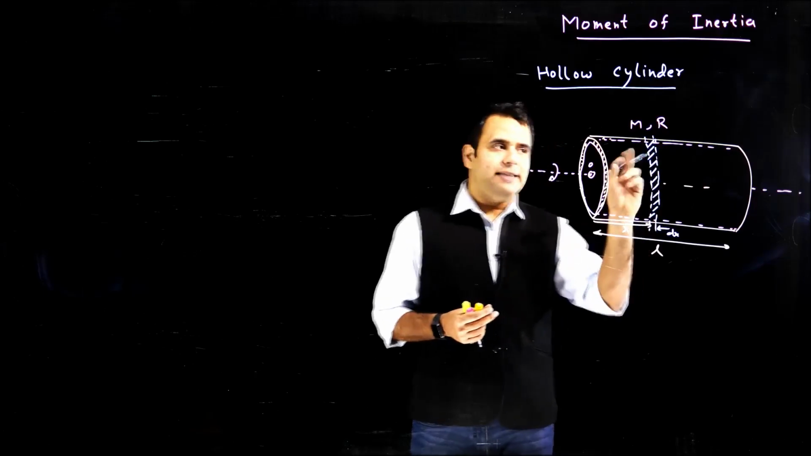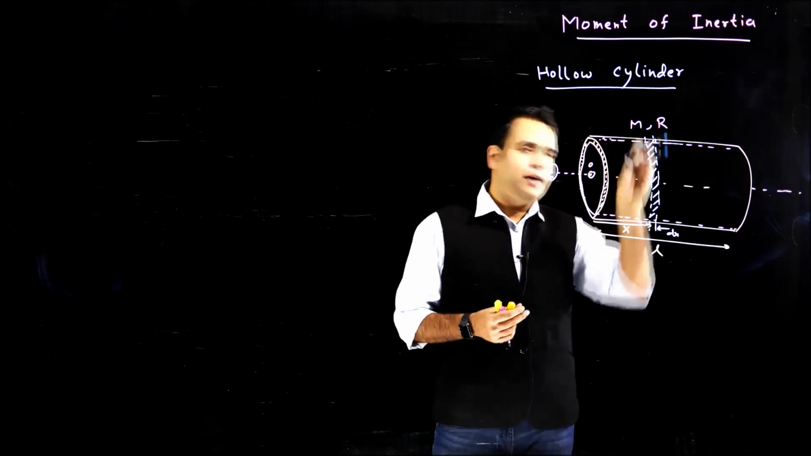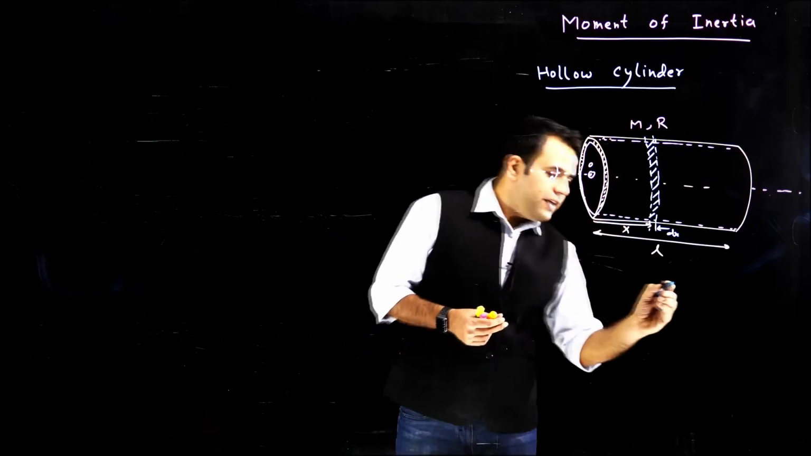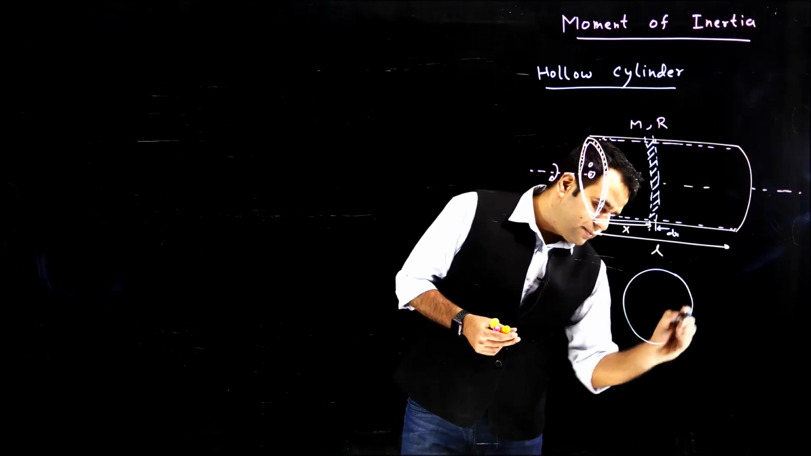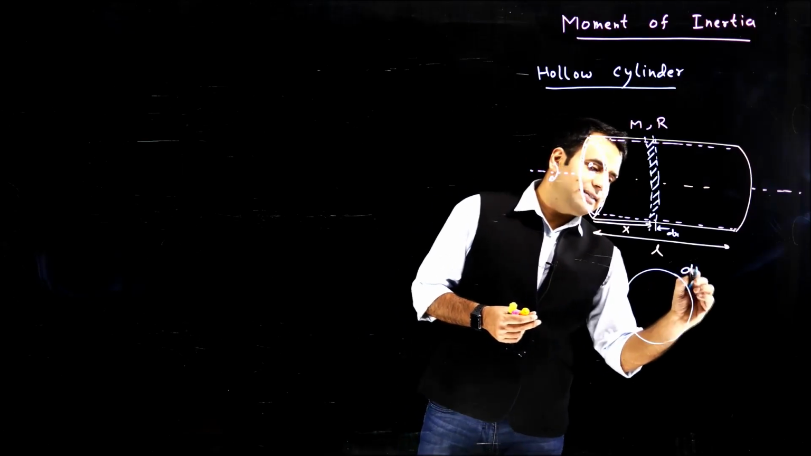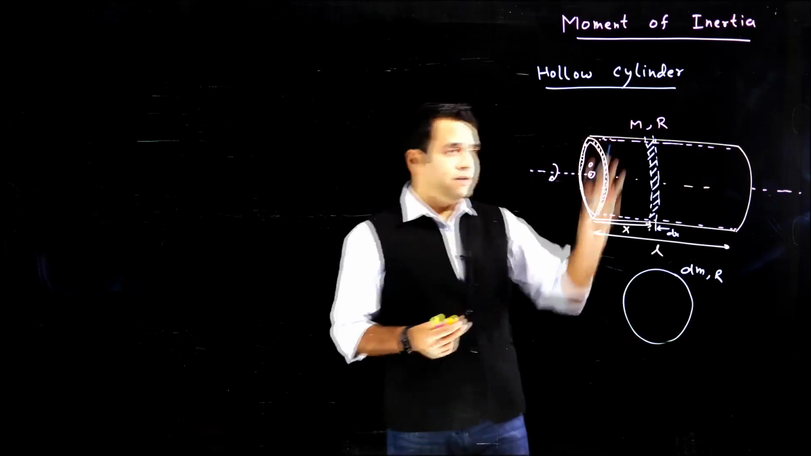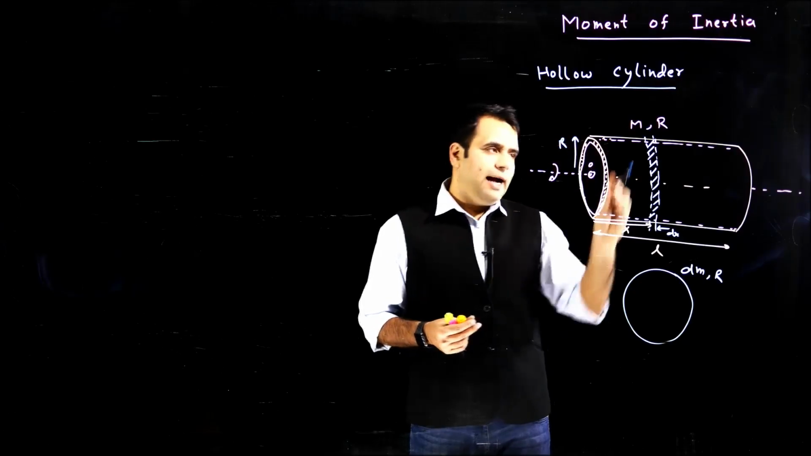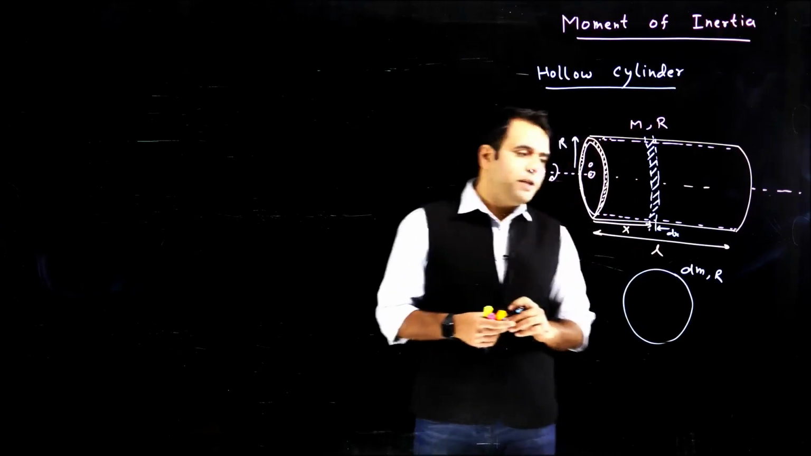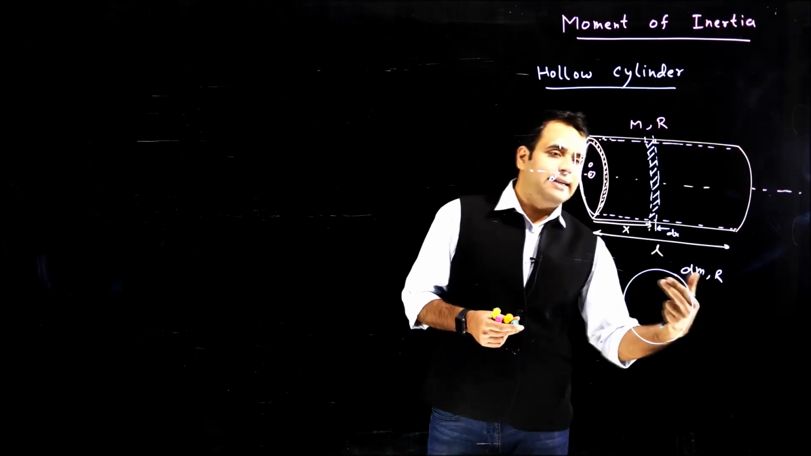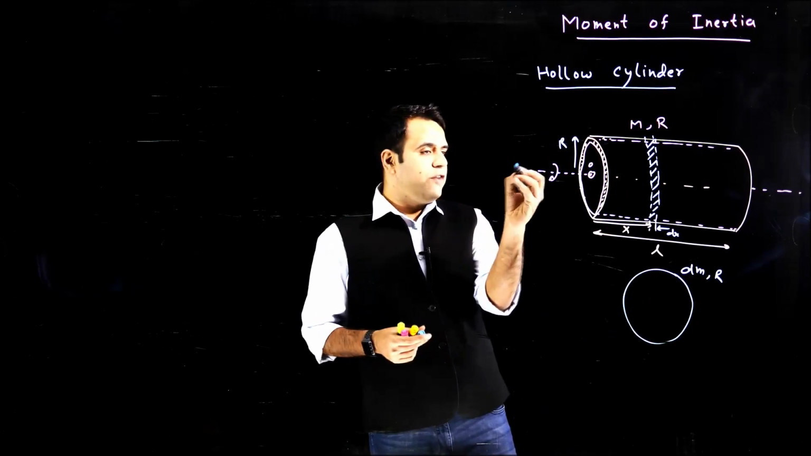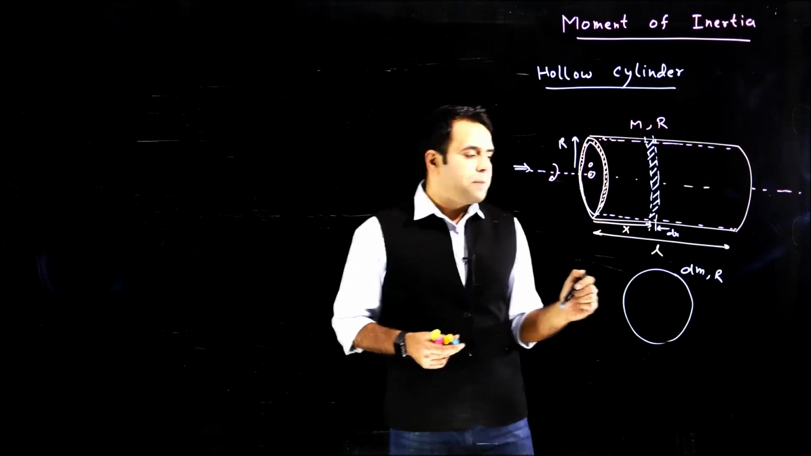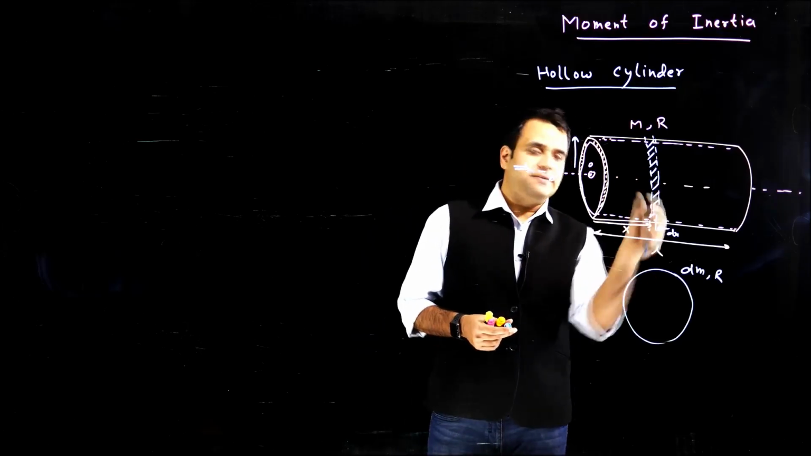You see, this element is not a linear element. From here it might look like a linear element, but when you take this element out, it will be nothing but a ring, a ring of mass dm and radius capital R. This ring will have the same radius as this hollow cylinder, and its mass will be a little bit less. I'm calling it dm. The thickness is inside the plane. If I'm looking from this side, this portion will look like this, and the thickness of this ring is dx.